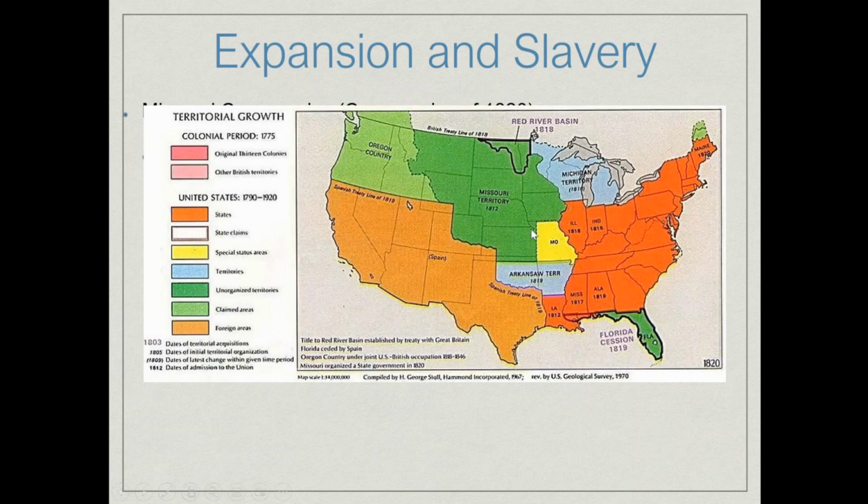Here's the Missouri Compromise. Missouri right here, MO, slave state. Maine, ME, free state. No slavery north of the 36°30′, which is this line right here, I believe.